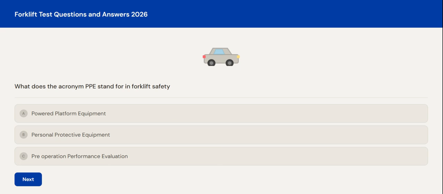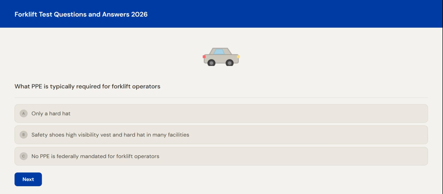Let's continue. What does the acronym PPE stand for in forklift safety? Personal protective equipment. PPE is your last line of defense when other safety measures fail. Know what your facility requires and wear it consistently, not just when supervisors are watching.